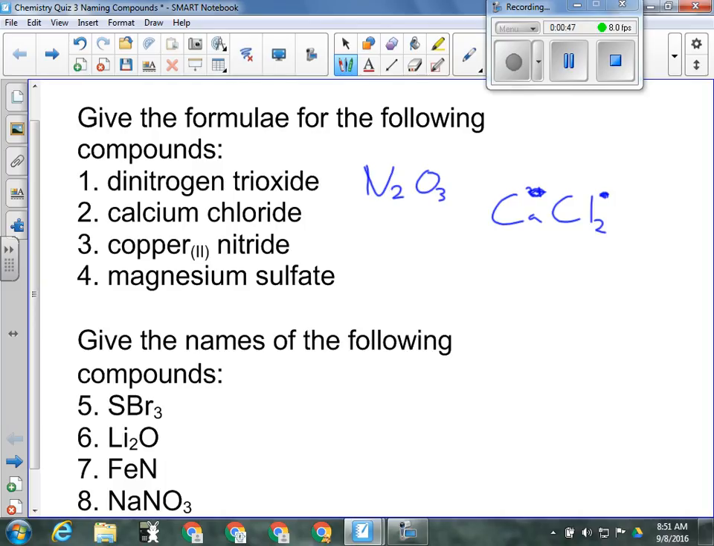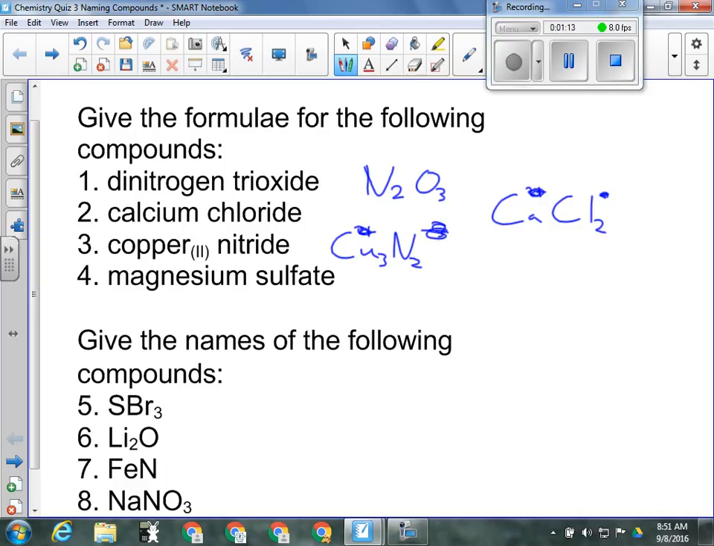Number 3, copper 2 nitride. So we got Cu, copper. And what does the Roman numeral 2 tell us? That it has a charge of 2. So use the 2+ charge when we drop and swap. And it's with nitrogen, which is -3. So we'll have 3 here, 2 there when we drop and swap. Cu3N2.